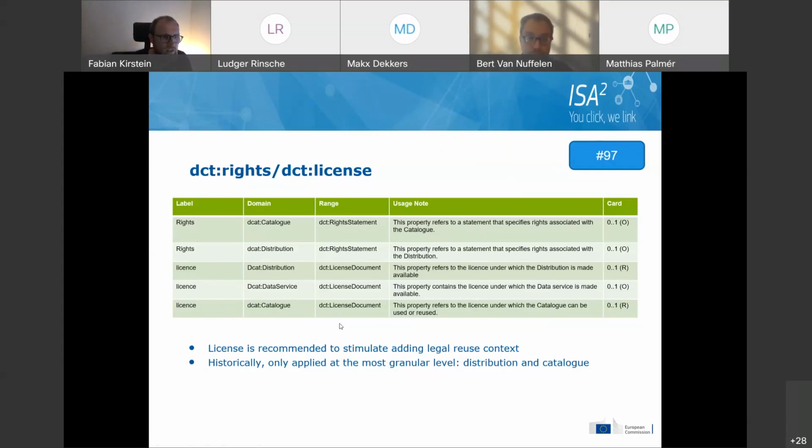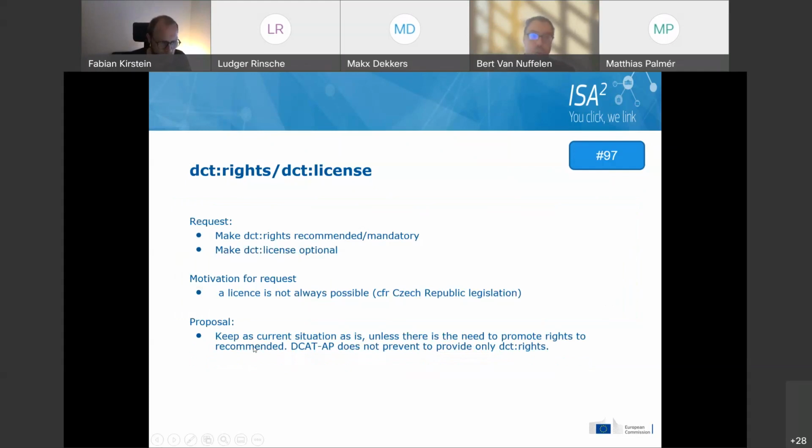Now, if we go to the requests, it was a request based on the fact that license information in the Czech Republic was not the most appropriate legal framework for legal information to share with datasets, and that rights are much more appropriate. And the request was then to turn things around and say that rights should be recommended, maybe even mandatory, and that license should be optional.